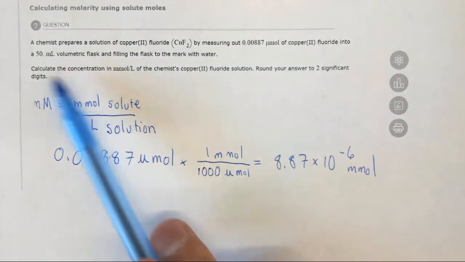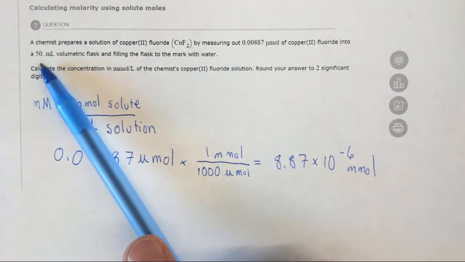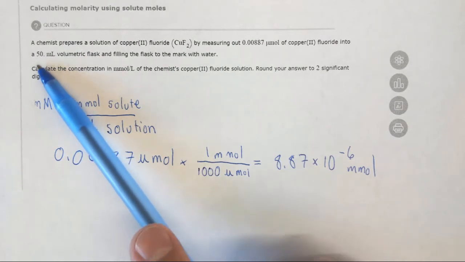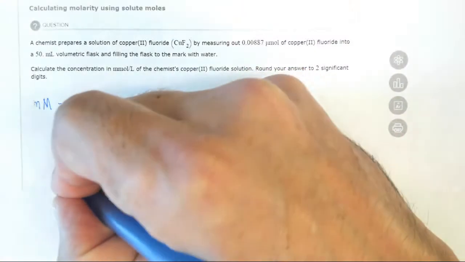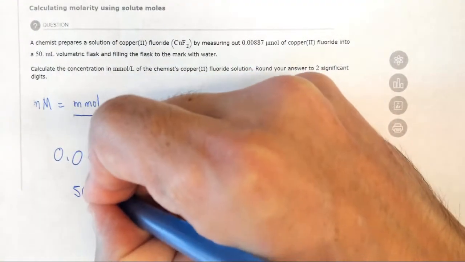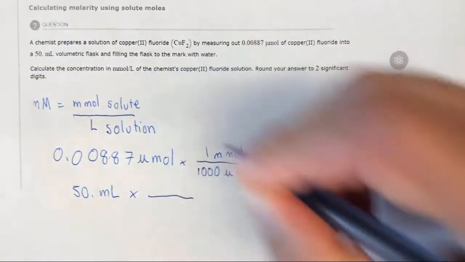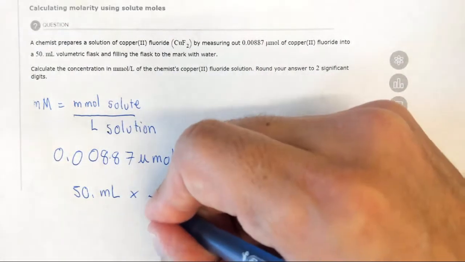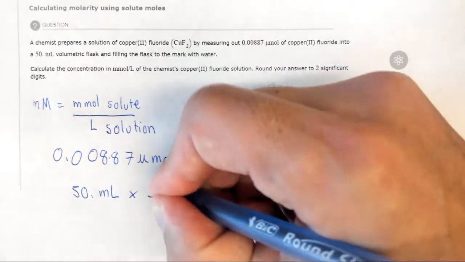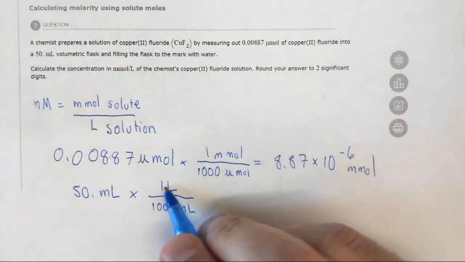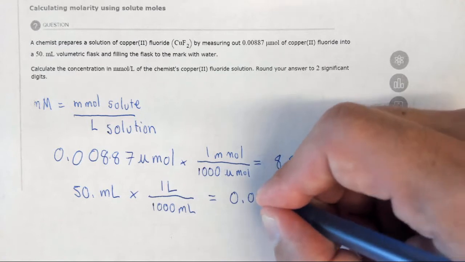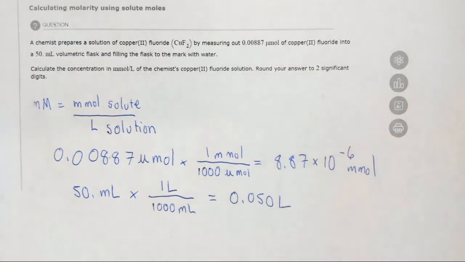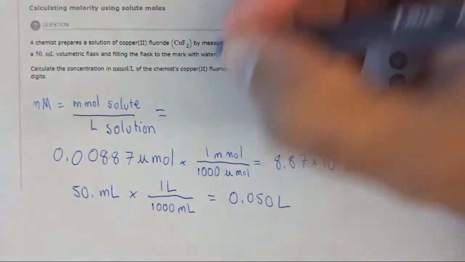We now want to convert our milliliters into liters. And if you could do this in your head, just go ahead and do it in your head. But if not, we have 50 milliliters times, there are 1,000 milliliters in a liter, so we put the 1,000 milliliters in the bottom, 1 liter on the top, multiply by the top, divide by the bottom, and we get 0.050 liters.